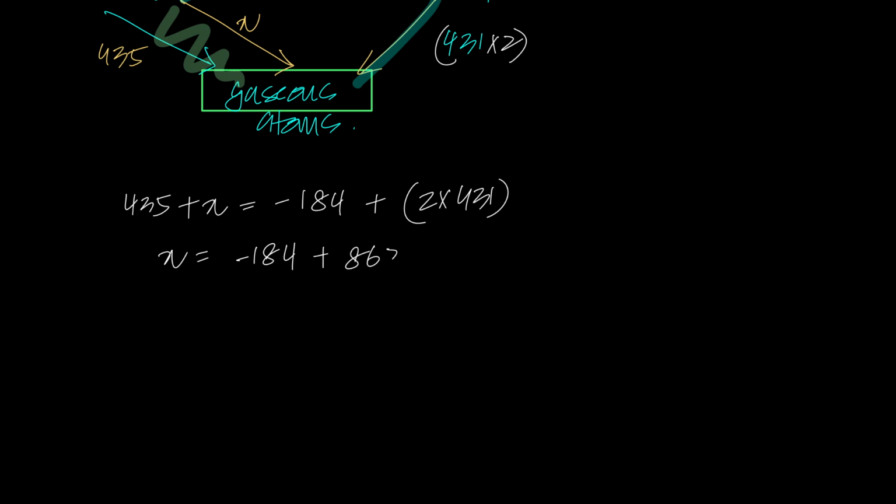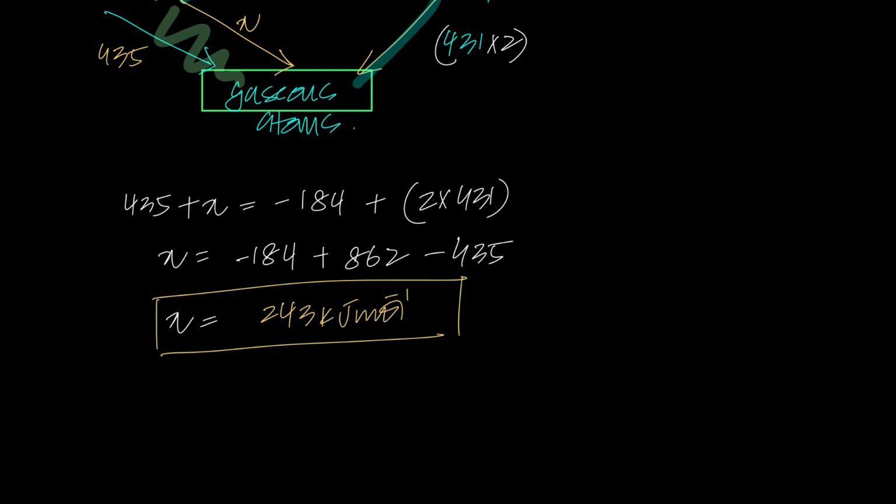862. And then minus 435. What do you get? X equals? Anybody? 243? 243 kilojoule per mole. See, that's how you could even find out the bond enthalpy.